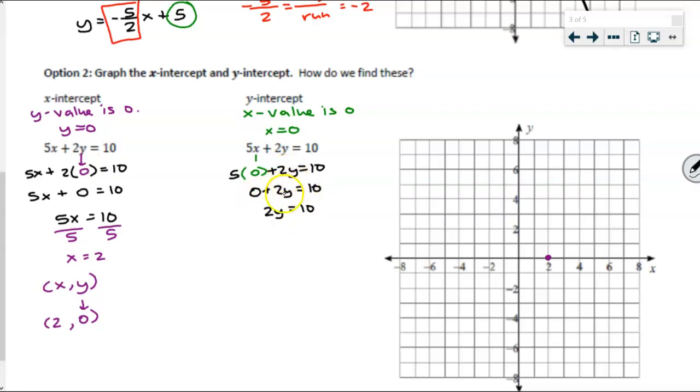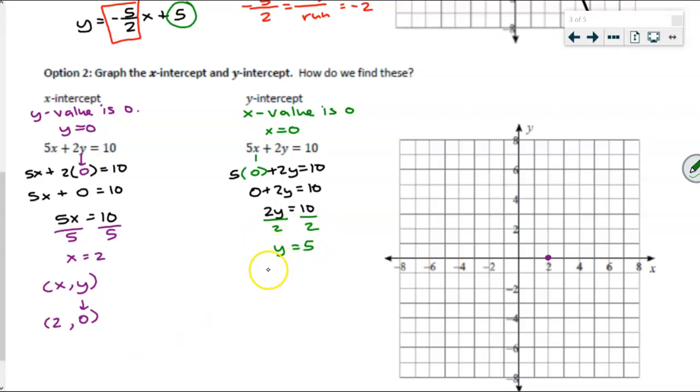So I'm showing a couple of these extra steps just so that you understand what's happening. I will not require you to show those extra steps if you can do it without making mistakes. What happens now? 2y is equal to 10. Can you solve for y to figure out what the y value is? Divide each side by 2. And you get y is equal to 5.